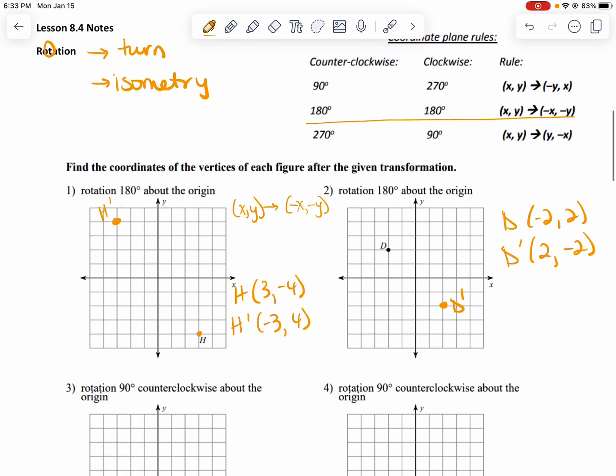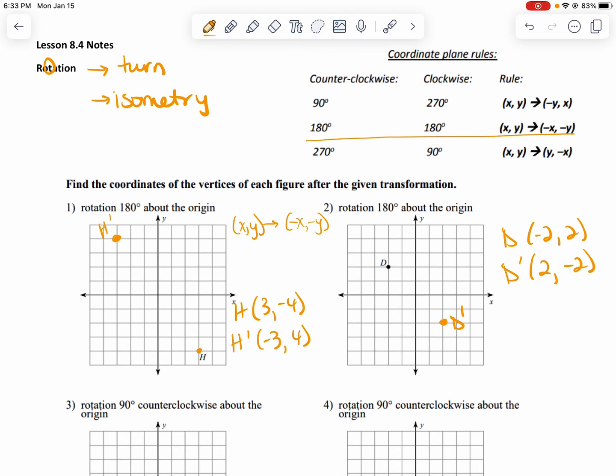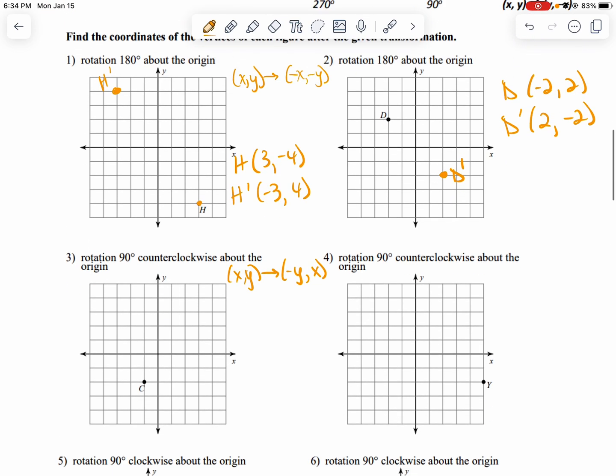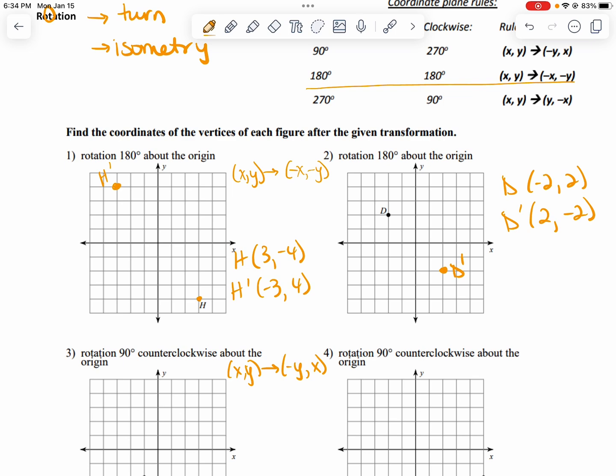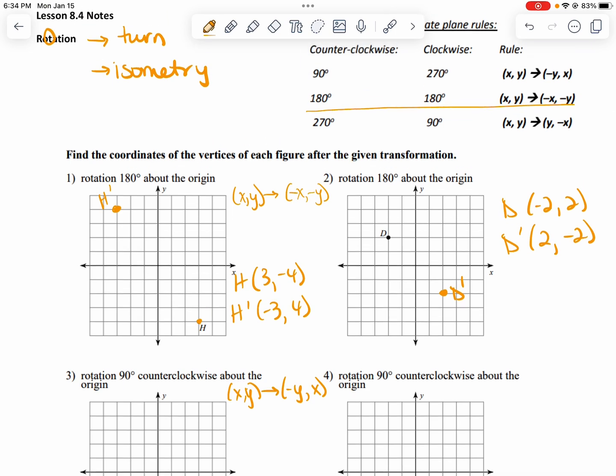Okay, so now for number 3, it says we want a rotation 90 degrees counterclockwise about the origin. So we're going to look up here, 90 degrees counterclockwise. That rule is going to be, we want the opposite of y, comma x. So we're going to switch the x and the y, and we're going to make a new ordered pair.